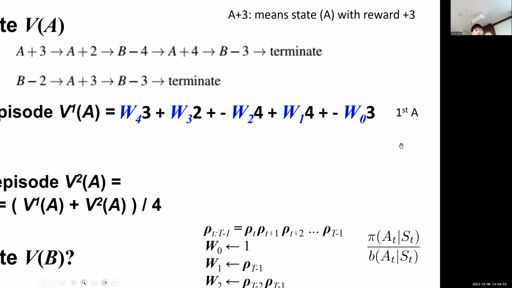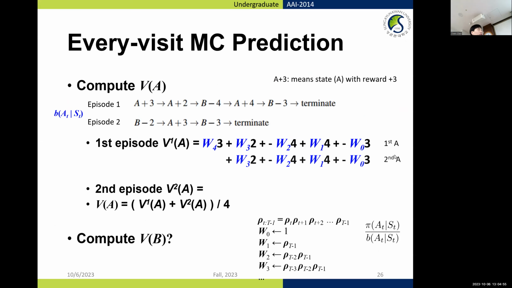Then we continue. The second A is located here, and the W will be the same. We trace back again for the third A. Each of these values has a ratio to rescale it. This is because the two episodes are generated from B, not from pi. We are using W to rescale those returns.